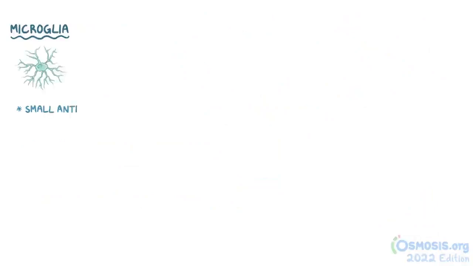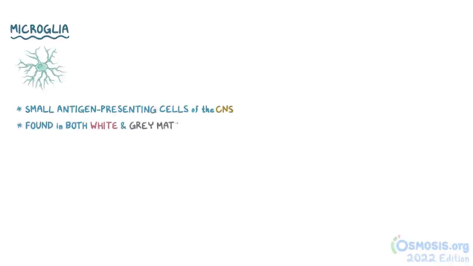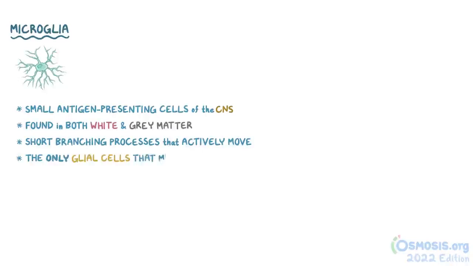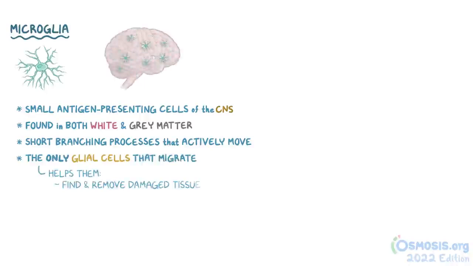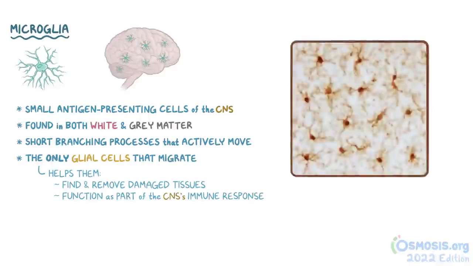Microglia are small antigen-presenting cells of the CNS that are found in both white and gray matter. They have short branching processes that actively move and are the only glial cells that also migrate to different parts of the CNS, which helps them find and remove damaged tissue, as well as function as part of the CNS's immune response. Similar to astrocytes, microglia can be visualized more easily using techniques like immunostaining.